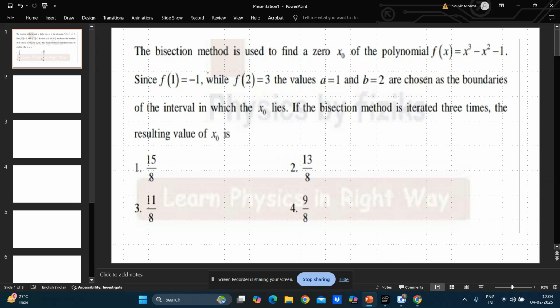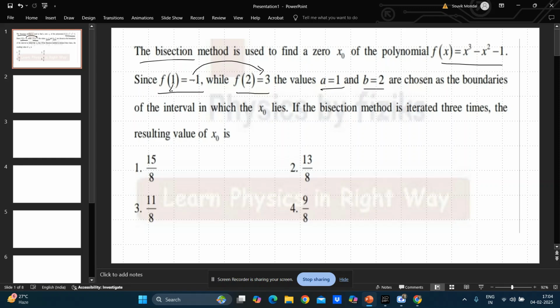Okay, so initially they told that the bisection method is used to find the zero of a polynomial. The polynomial given is this, and they have also given that f of 1 is -1 and f of 2 is 3. So the sign is switching. Please keep note that the sign is switching from negative to positive. So the values a is equal to 1 and b is equal to 2.